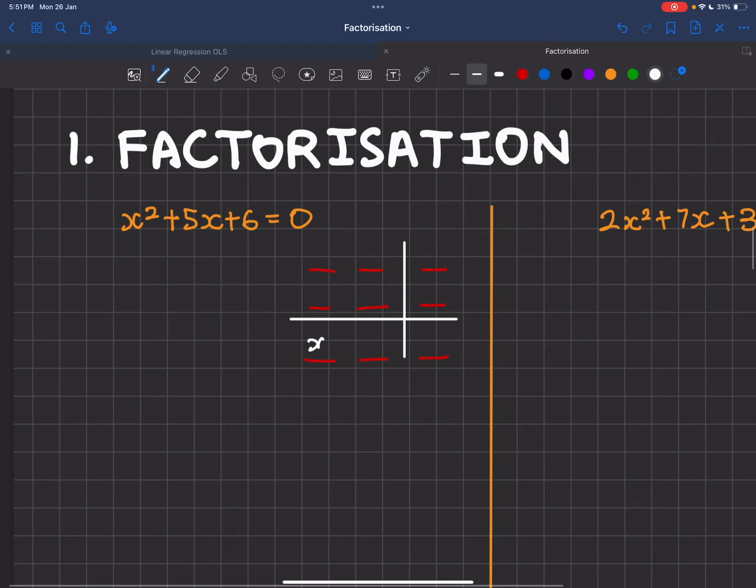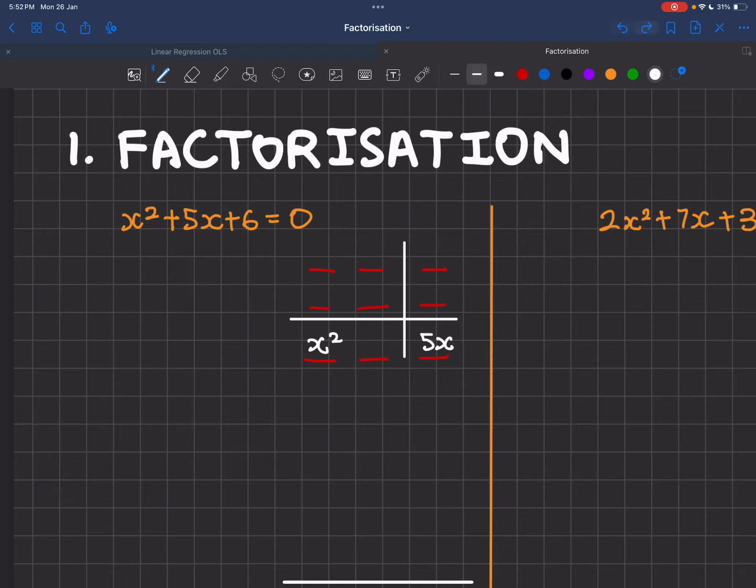So this will be x squared. And where do we put the 5x and 6? We put the 5x here and the 6 here. So what we want to solve is this thing multiplied by this gives you this.